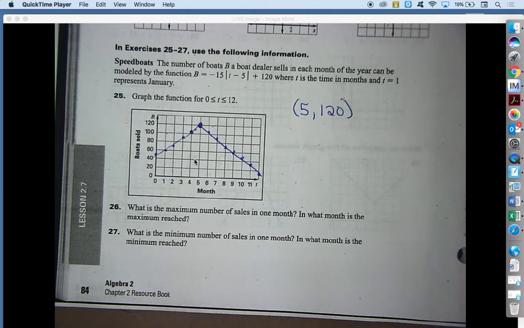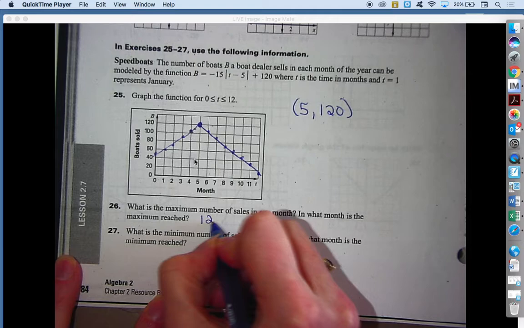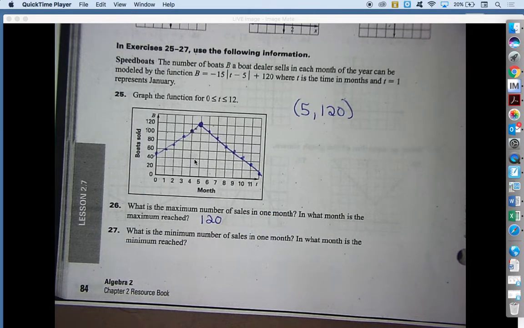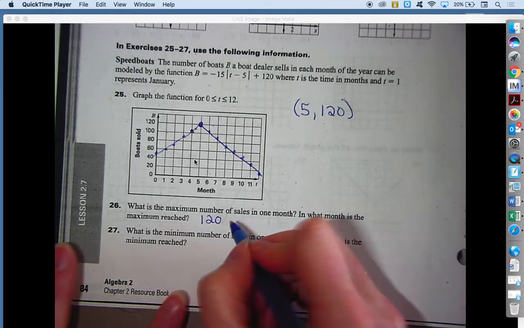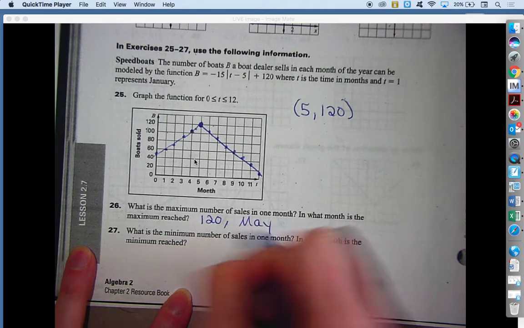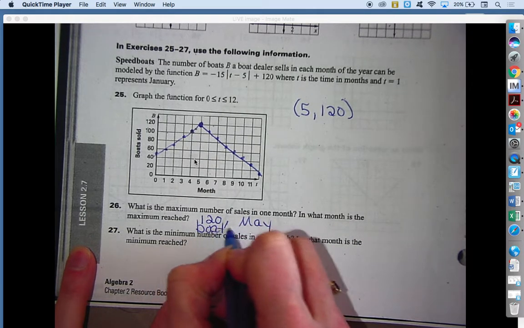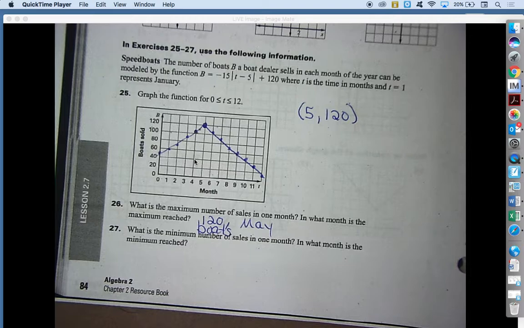For number 26, it says, what's the maximum number of sales recorded in 1 month? So somebody has a boat company, and they're selling boats. What's the maximum number of boats that they're going to sell for a month, Caitlin? 120. What month does that happen, Caitlin? May. So in May, this company is selling 120 boats.